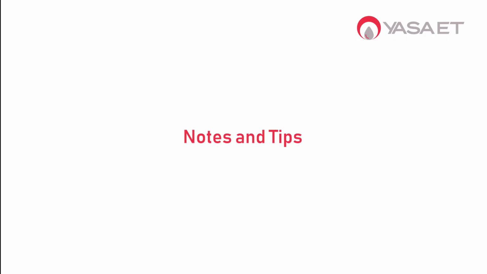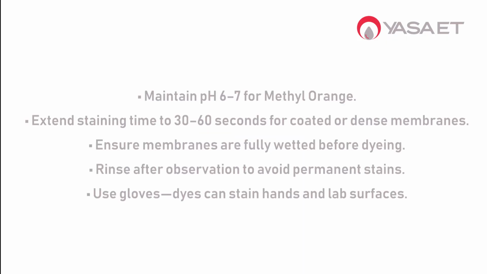Notes and tips. Maintain pH 6 to 7 for methyl orange. Extend staining time to 30 to 60 seconds for coated or dense membranes. Ensure membranes are fully wetted before dyeing. Rinse after observation to avoid permanent stains. Use gloves. Dyes can stain hands and lab surfaces.